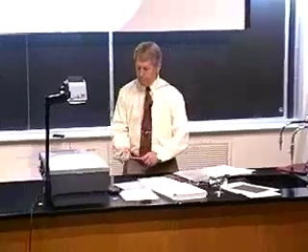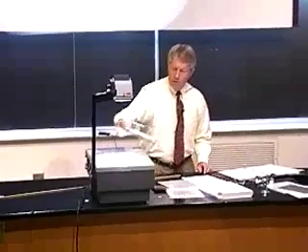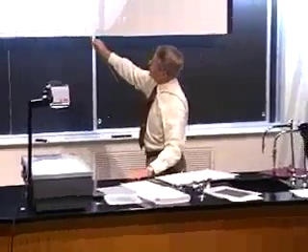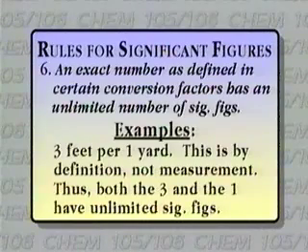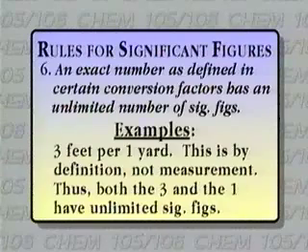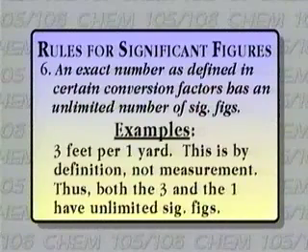Okay? All right, a couple of other rules here. I think in the book, rule number 5 is this rule number 6. An exact number as defined in certain conversion factors has unlimited number of significant figures. All right, if we have defined something. In other words, we've defined that there are 3 feet in a yard. That's by definition, 3 feet in a yard. That means that there are exactly 3 feet in a yard.